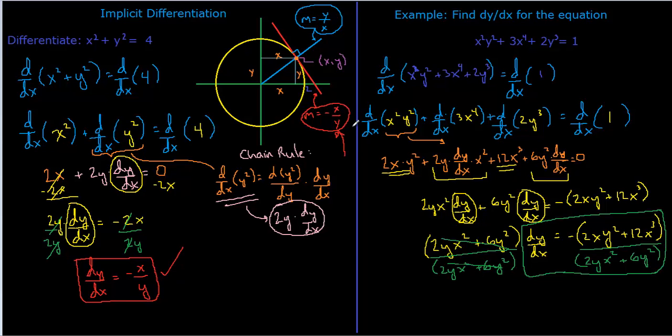Okay, so I hope this gives you a little insight into when implicit differentiation comes up and an example or two of how to compute the derivative implicitly given an equation.